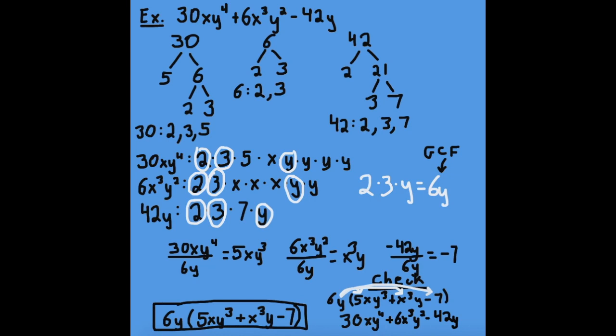Let's try another example. Let's say we have the problem 21x minus 19y. How do we factor the common factors out? The first step is to find the GCF of these numbers. So let's look at 21 first. 21 can be broken down into 3 and 7.